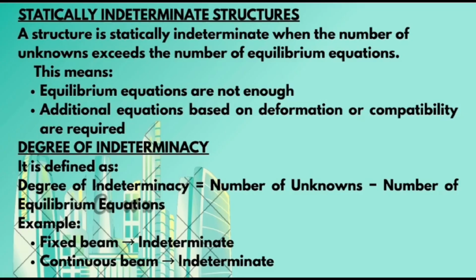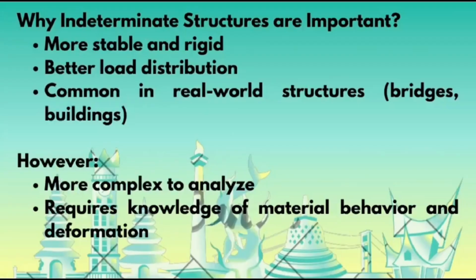Next is degree of indeterminacy. It is defined as degree of indeterminacy equals number of unknowns minus number of equilibrium equations. Some examples of this are the fixed beam, which is indeterminate, and also a continuous beam, which is also indeterminate. Why are indeterminate structures important?